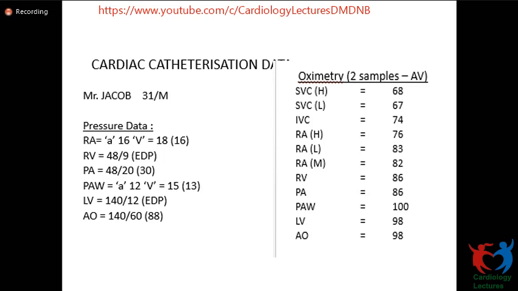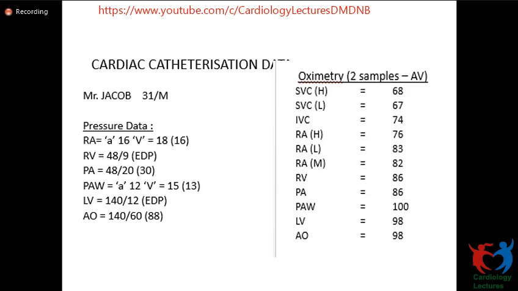Very good. Not even 7. You can look at the RA lower. It's 83. Yes. So RA high, low, and middle are 76, 83, and 82. No, you don't have to go for the mean or the low. You can actually pick up the highest value.